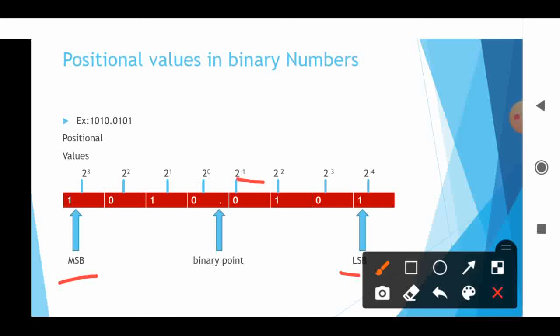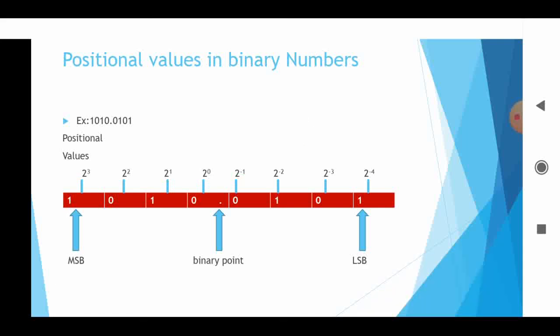After the binary point, you start with 2 power minus 1. Then you continue these values up to the last digit, the least significant bit, with the negative powers: 2 power minus 2, 2 power minus 3, 2 power minus 4. Before the binary point, you represent the value as base 2 with positive powers: 2 power 0, 2 power 1, 2 power 2, 2 power 3.